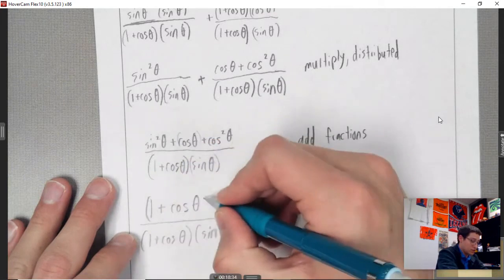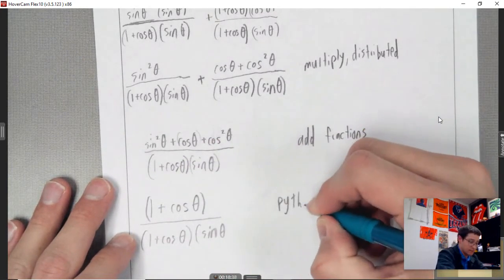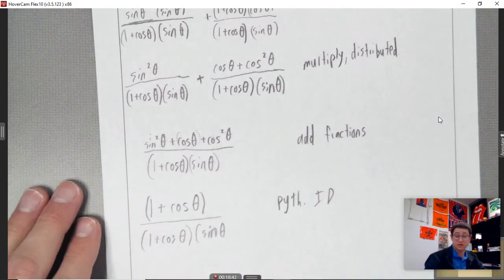Okay, here's what I noticed on this next one. Let's go ahead and write it. It was a Pythagorean identity. Okay, Pythagorean identity. Cool.